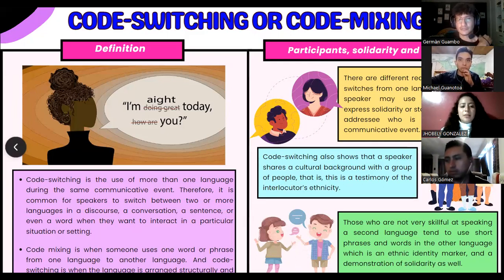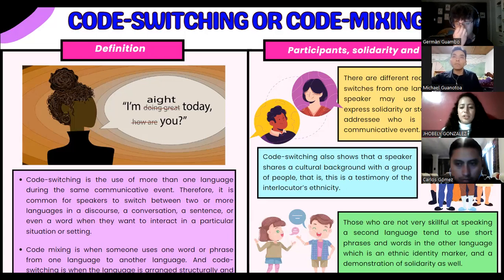A speaker may use code switching to express solidarity or status with a particular addressee participating in a communicative act. Code switching also demonstrates that a speaker shares a cultural background with a group of people. It is a statement of the speaker's ethnicity. We have an example: a multilingual person often code switches to communicate with a monolingual person.